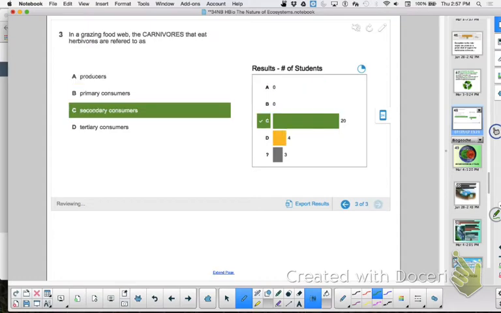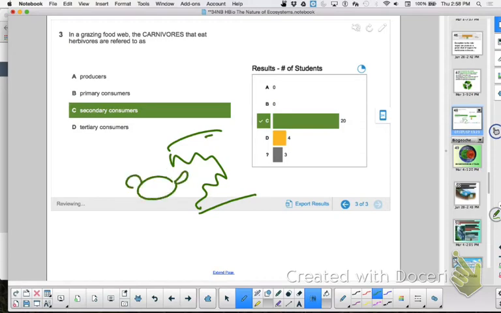All right, and 3. In a grazing food web, the carnivores that eat the herbivores are referred to. And all we have to do is go back to that picture we drew at the very, very beginning. You should not be missing these. A carnivore that's eating a what? What is he eating? The herbivore. Who's eating there? It's eating that grass. The carnivore who's eating the herbivore is referred to, remember, he is the primary consumer, he is the secondary consumer. This is the producer.